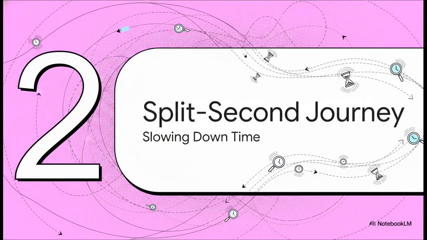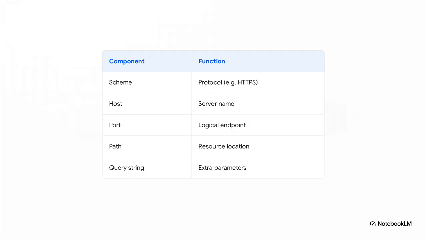Moving on to Section 2, the split-second journey, slowing down time. Let's examine the microsecond by microsecond sequence that happens when you actually try to access a page. Okay, so before sending anything, your browser first dissects the anatomy of the URL to know exactly who to talk to and how to connect safely. A URL isn't just a name, it's a highly structured set of instructions. The scheme, like HTTPS, dictates the protocol for safe encrypted transit.